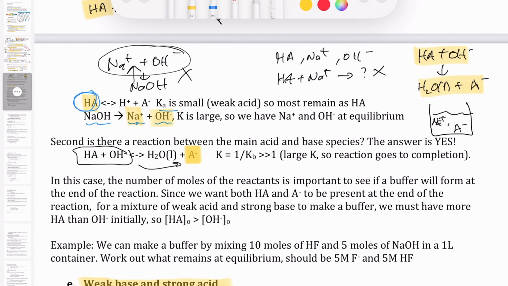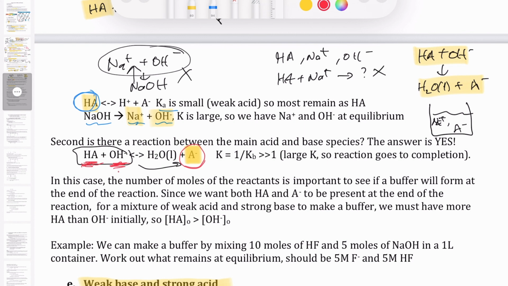That's true only if the HA is completely consumed by the OH minus, right? Think about that a little. If you have equal concentrations or equal number of moles of HA and OH minus, you're absolutely right. Both of them will completely react, and all we have in the solution is A minus. But let's say the OH minus is a smaller amount, a limiting quantity, okay?